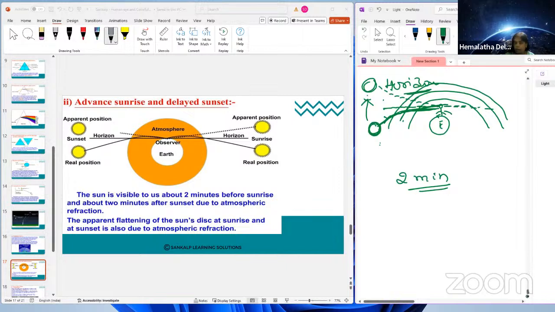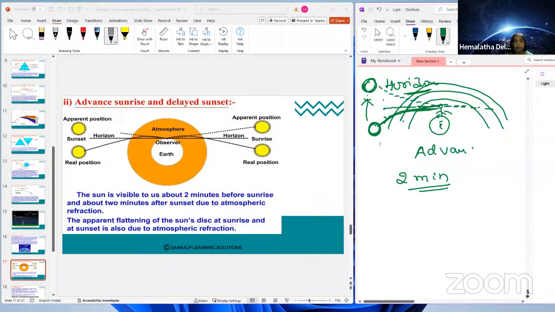It should come here, right? It will come here after 2 minutes, but you can see this before that. That is also due to what? Not scattering, sorry, it is atmospheric refraction. It is atmospheric refraction here, and that is also due to atmospheric refraction. This is known as advanced sunrise.